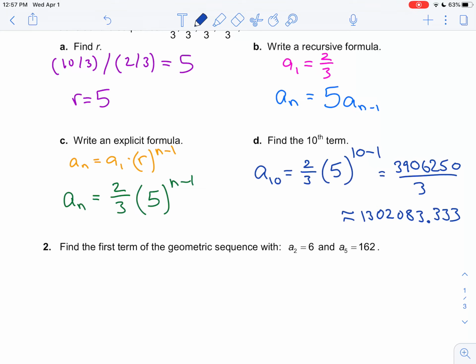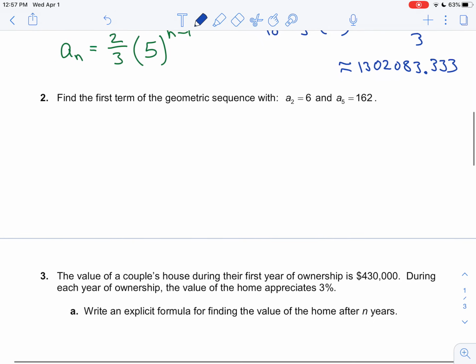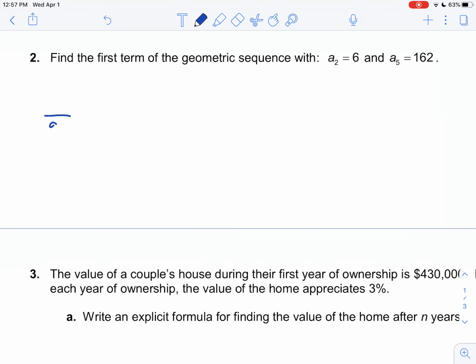So you did a problem like this the other day, and it was arithmetic. So you were doing plus d, plus d, plus d, but this one is geometric. And so I'm just going to set it up this way. First term, second term, third, fourth, and fifth.